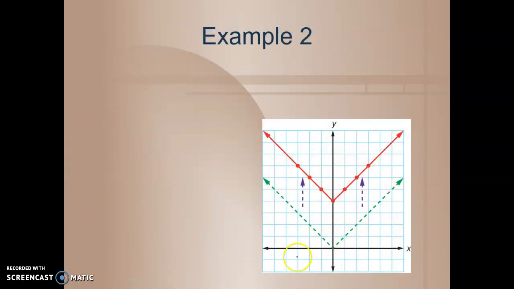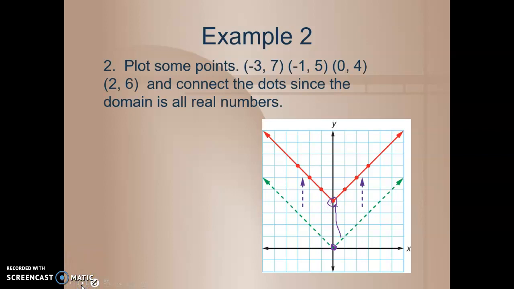You can see our parent function is right here in green, and the red function is the one that we just put into our table. And as you can see, what that plus 4 did was move our whole function up 4. So previously our vertex was at 0, 0, and now our vertex is at 0, 4. It moved the vertex up 4.